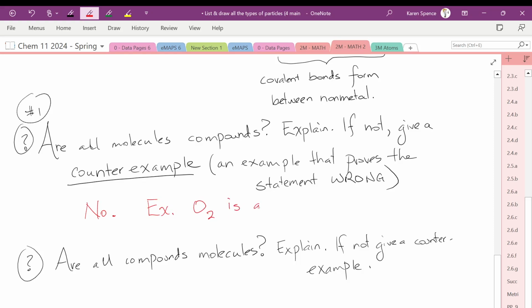O2 is a molecule that is not a compound. What is it instead of a compound? It is an element.